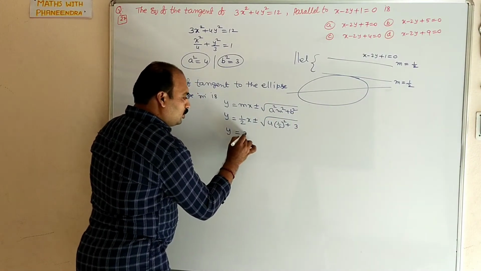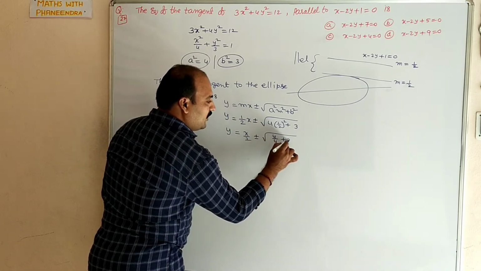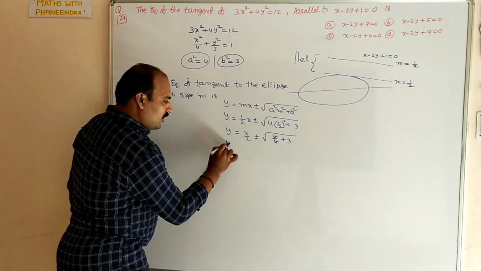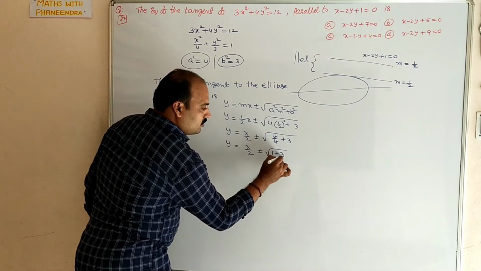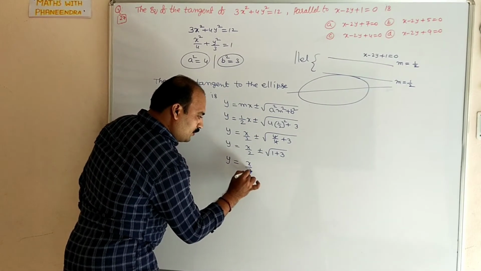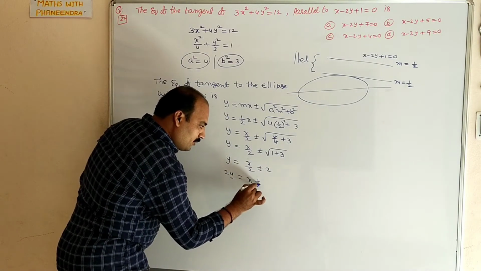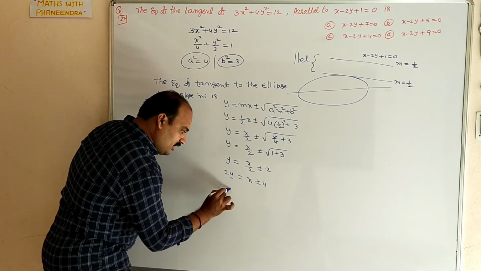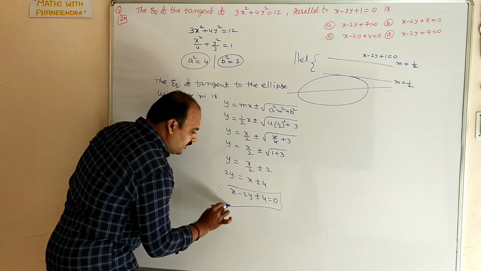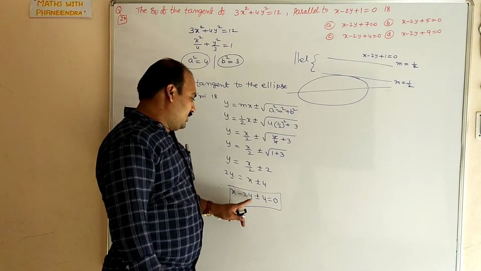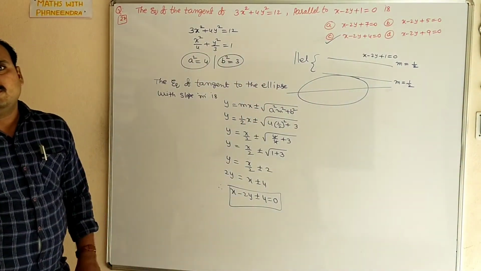So y is equal to x by 2 plus or minus root of 4 by 4 plus 3. The 4s get cancelled, so y is equal to x by 2 plus or minus root of 3 plus 1, which is root 4, that is 2. So 2y equal to x plus or minus 4. Taking 2y to this side, we get x minus 2y plus or minus 4 equal to 0. Both are right answers, but according to the options, x minus 2y plus 4 equal to 0, the third option, is the right option. We will move to the next question.